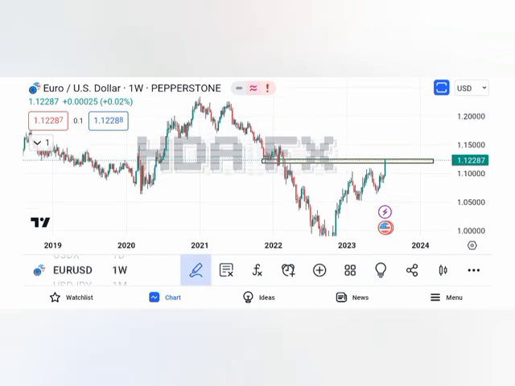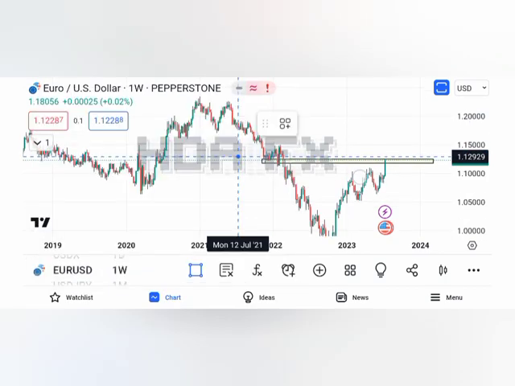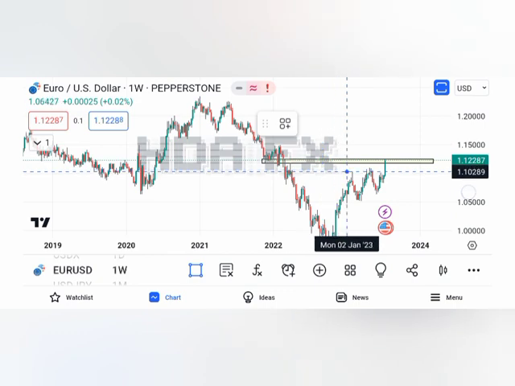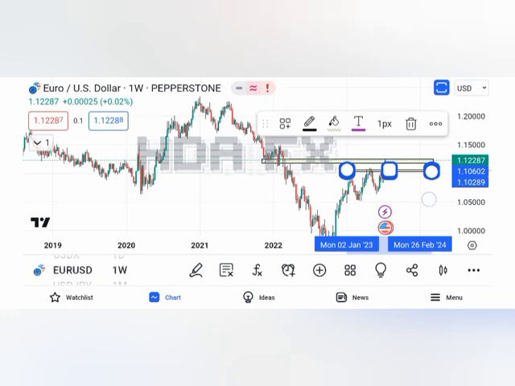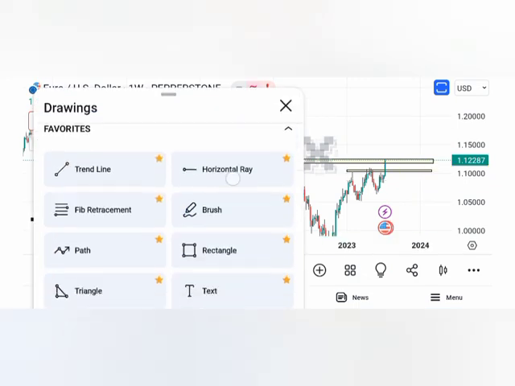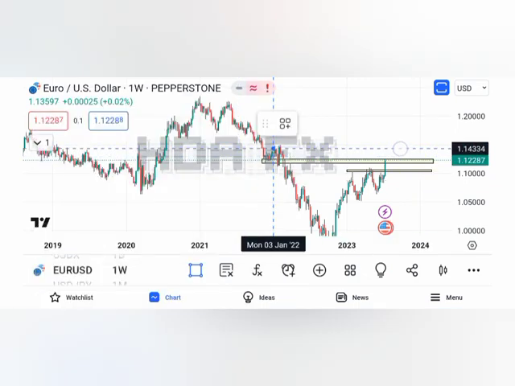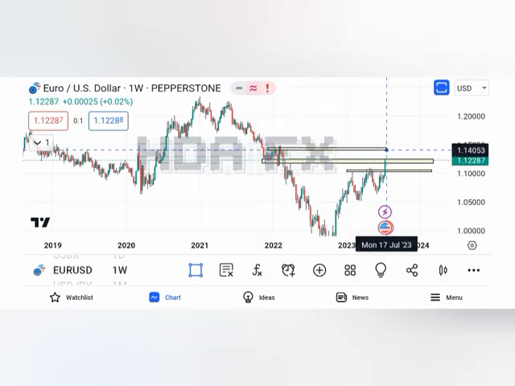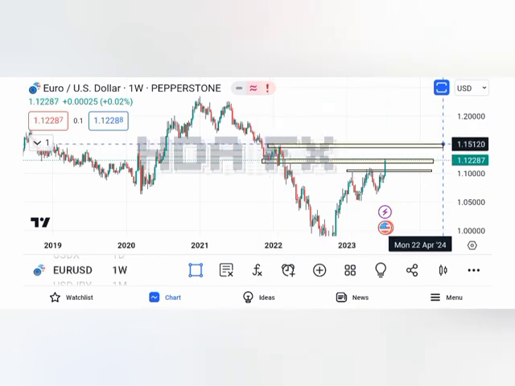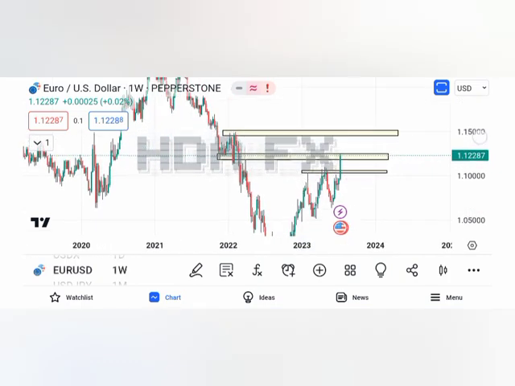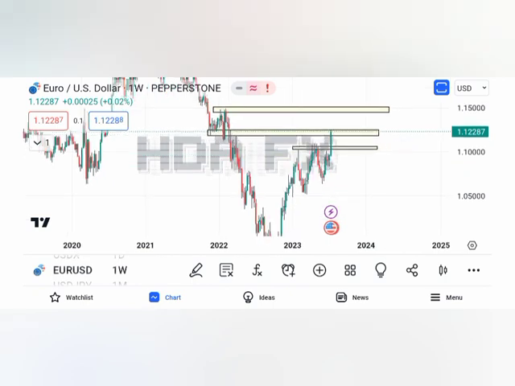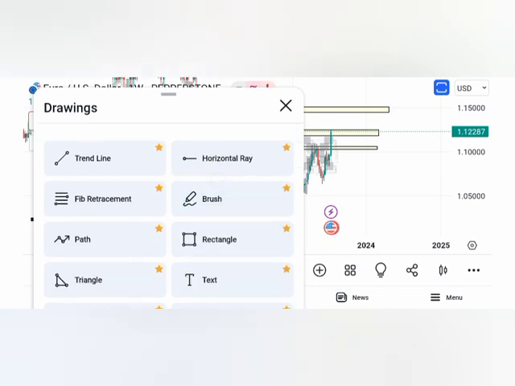And we can also spot another key level here. Then we can spot another key level here also. So now this week I want to see EURUSD coming down to this point. I want to see EURUSD come down to this very point here.